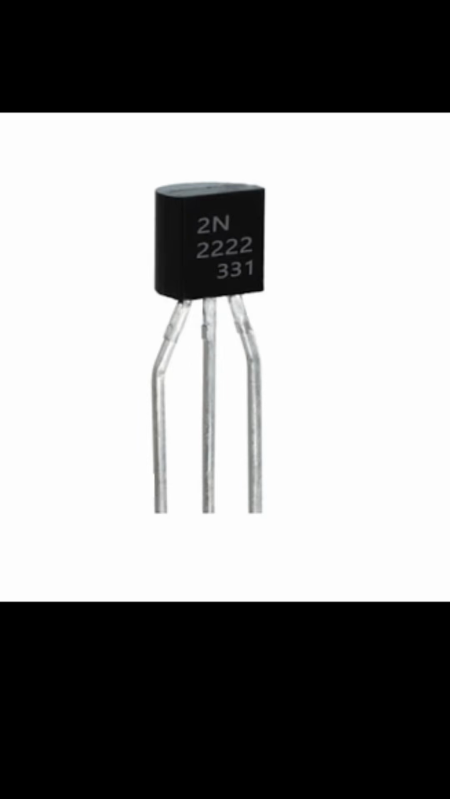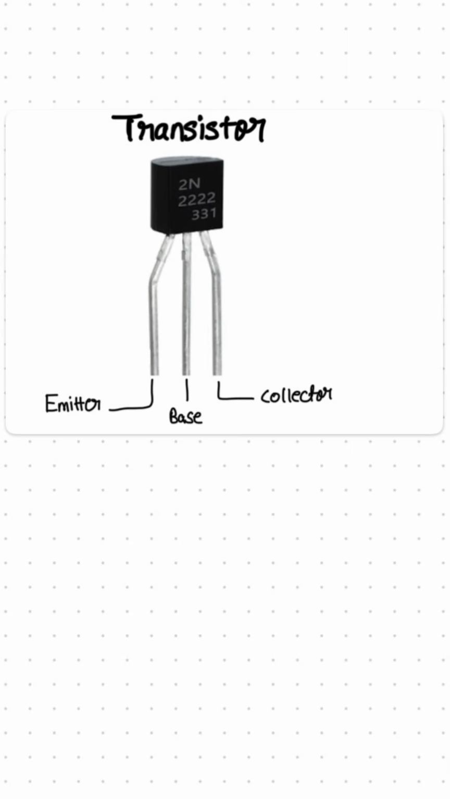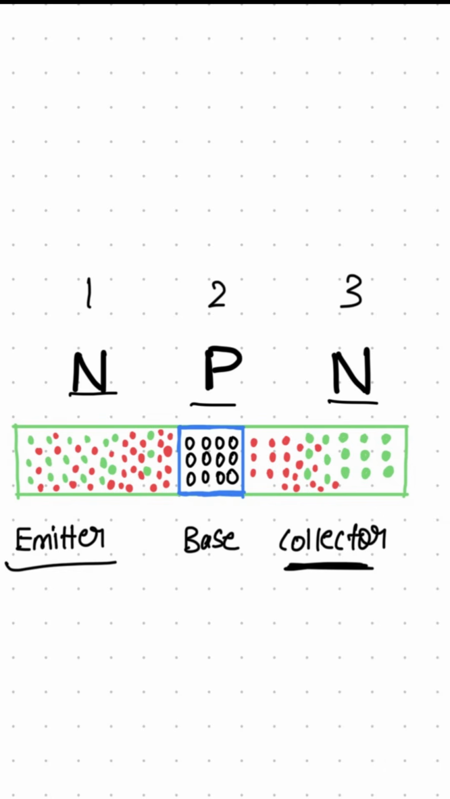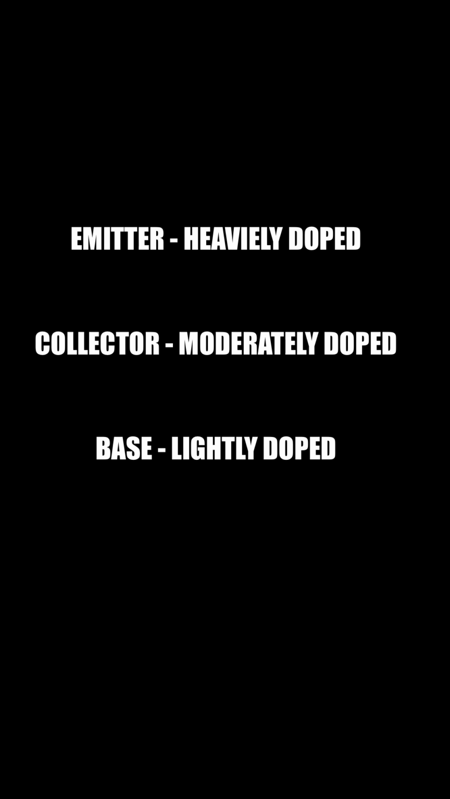A transistor has three pins: emitter, base, and collector. Inside the transistor, there are three semiconductors, NPN, making the emitter and collector N-type and the base P-type. The emitter is heavily doped, the collector is moderately doped, whereas the base is lightly doped.